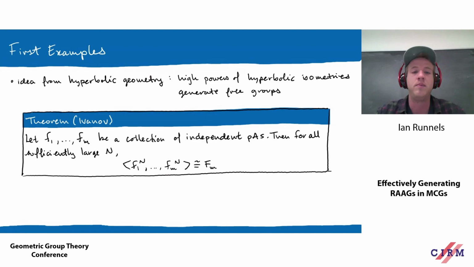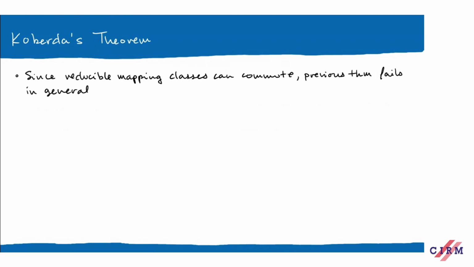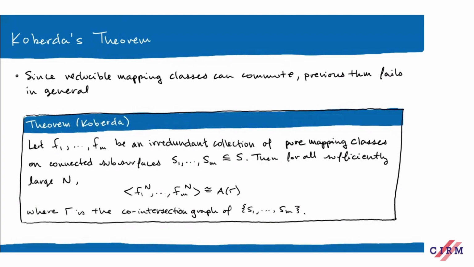As we saw, if you have Dehn twists about disjoint curves, they commute. So we can't generate a free group in that case. However, we can hope to generate a right-angled Artin group. This is true. This is the theorem of Koberda, which says that if I take some collection of pure mapping classes, under the assumption that their supports are connected, then there is again some large power of them which will generate not just a right-angled Artin group, but the expected right-angled Artin group. I could build a graph whose vertices are my subsurfaces, and I put edges between subsurfaces which can be realized disjointly, and it's precisely the right-angled Artin group on this graph that I'm going to get after passing to powers.